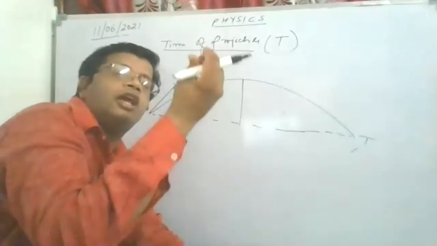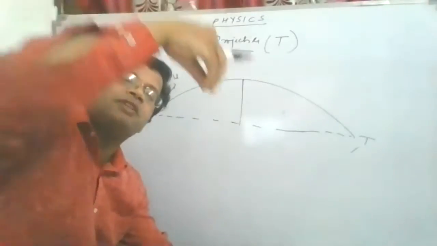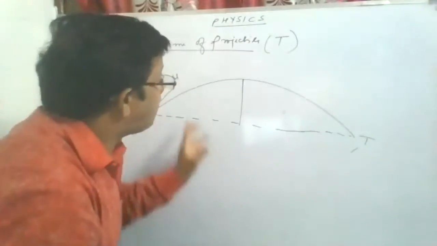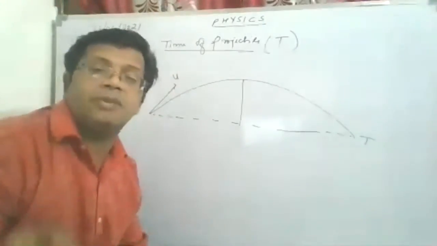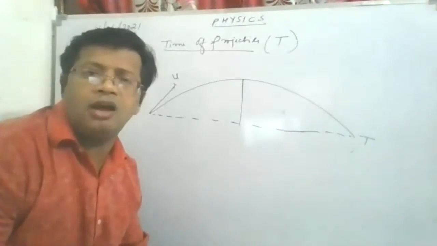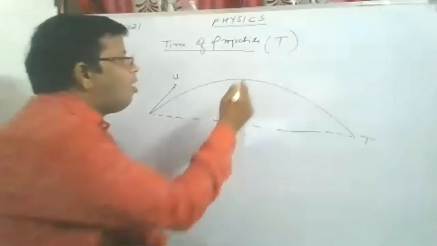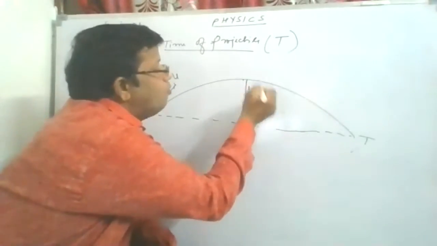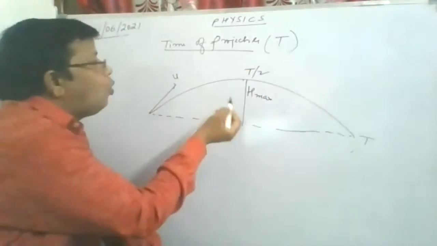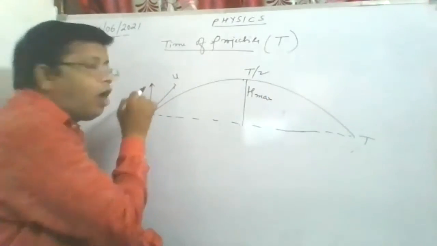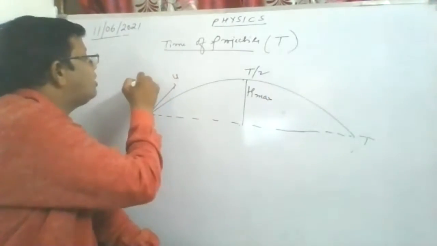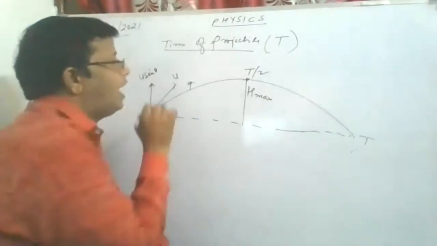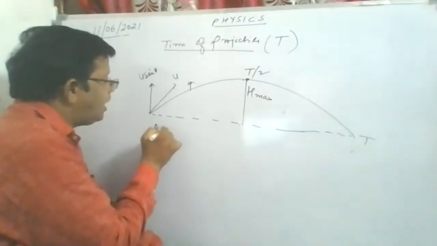If we throw a ball upward, the time it takes to go up, suppose 10 seconds, is the same as the time it takes to come back down, 10 seconds. So it takes time t/2 to reach maximum height. If the total time of flight is t, then when the projectile reaches maximum height, the time will be t by 2. And u sin theta is what takes the projectile in the upward direction, so we can say that u sin theta becomes 0 at maximum height.